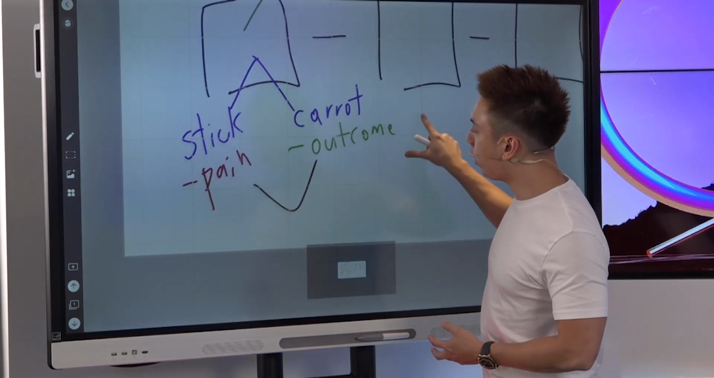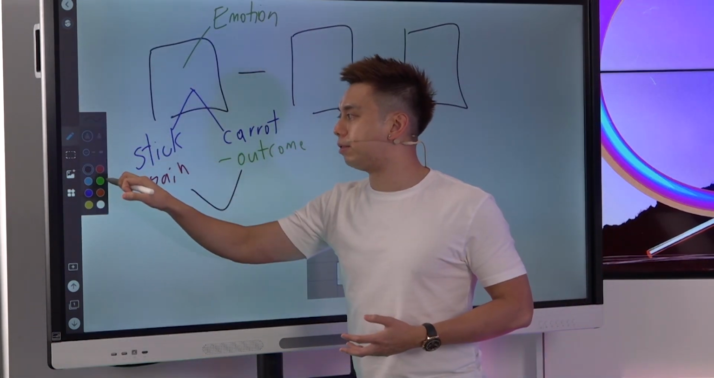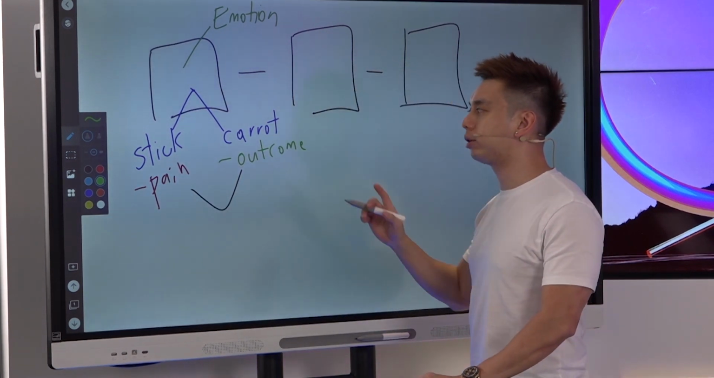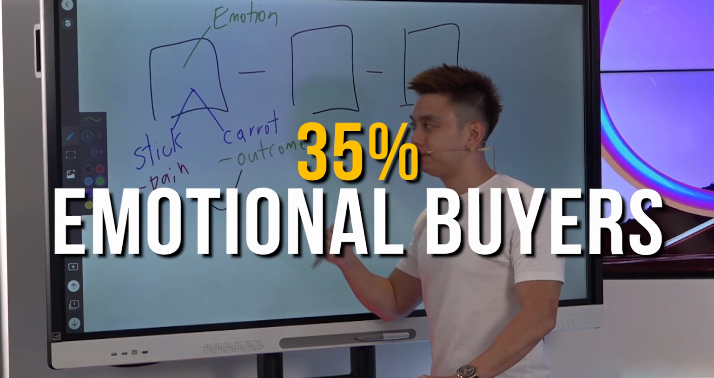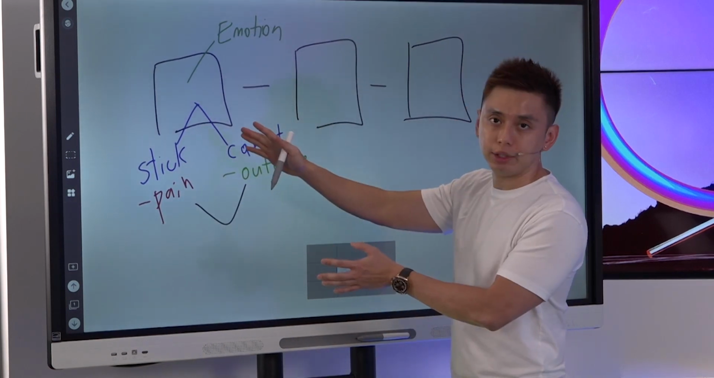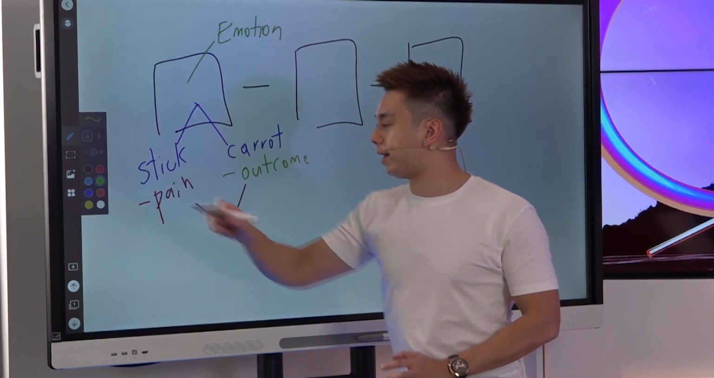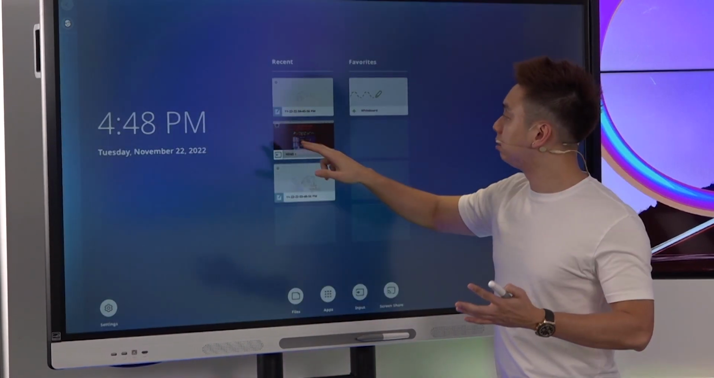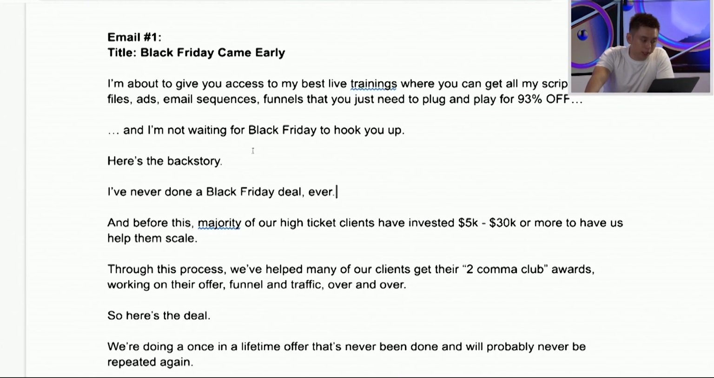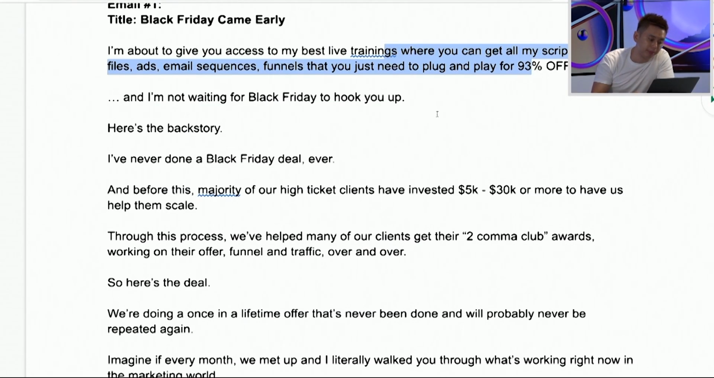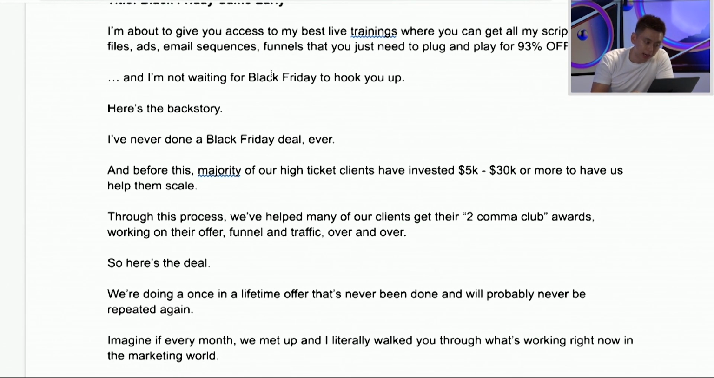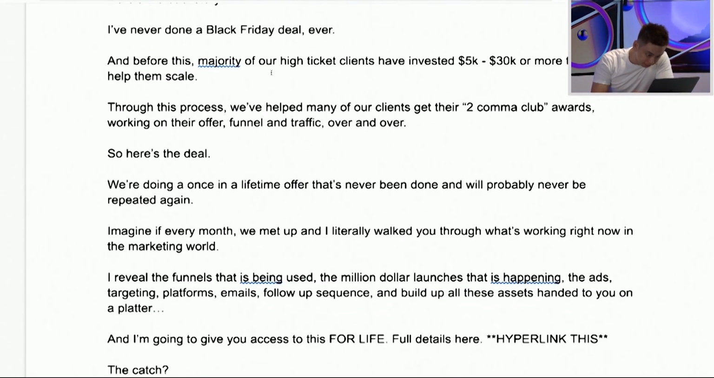Now, this is where it's important to know that typically you'll get about 35% of your buyers in this category, your first wave of people. Now, this is where you might notice, and I want to give you that actual case study of how I structure it. If you were to see this, you'll notice that my first email, like Black Friday came early, is the announcement. This is where you'll be able to get all of my best stuff at a huge discount. I'm not waiting until Black Friday to hook you up, okay?